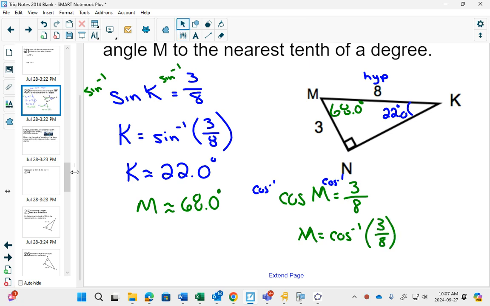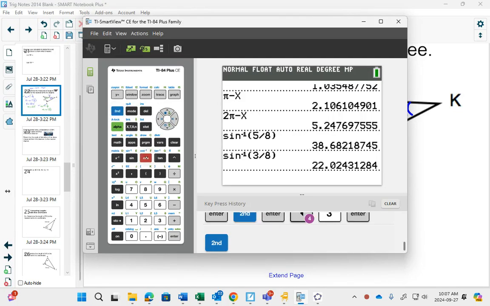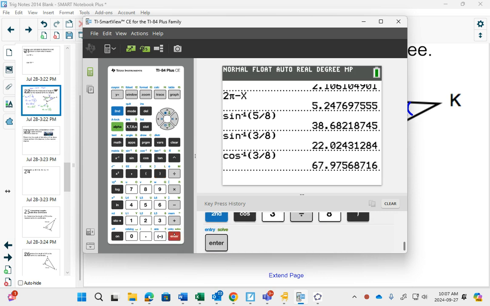And I'm curious, if we do that on our calculator, will we get the same answer? Because we're doing this in a different way. So we're going to go to our calculator. We're going to try cos inverse of 3 divided by 8. 67.97. If I round that to 1 decimal place, do I get 68.0? I do.